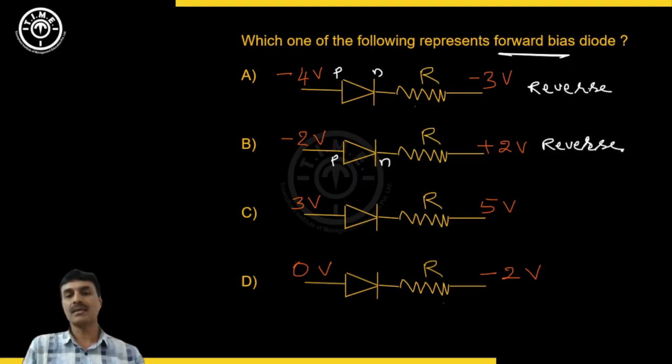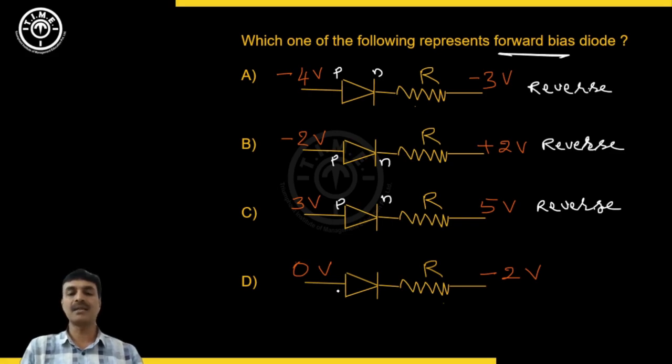Isn't it? And coming to option C, on the P side you have plus 3 volt, on the N side you have plus 5 volt. Higher potential is applied to the N region, lower potential is applied to the P region. So this is also reverse bias mode, isn't it?